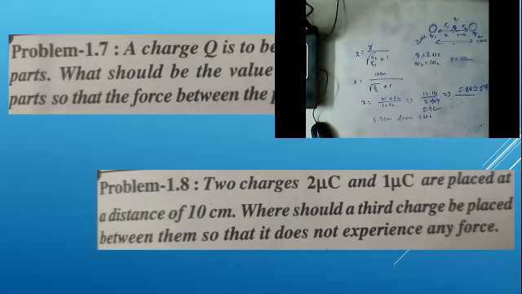We can obtain that value as 10 minus 5.9, that is equal to 4.1 centimeter from 1 microcoulomb. That's it. This is how we need to solve the problems. Hope you understood, guys. Now let us move to the next question.